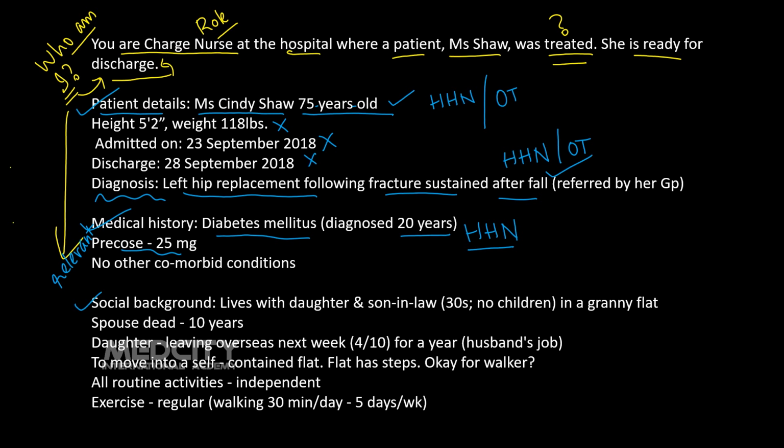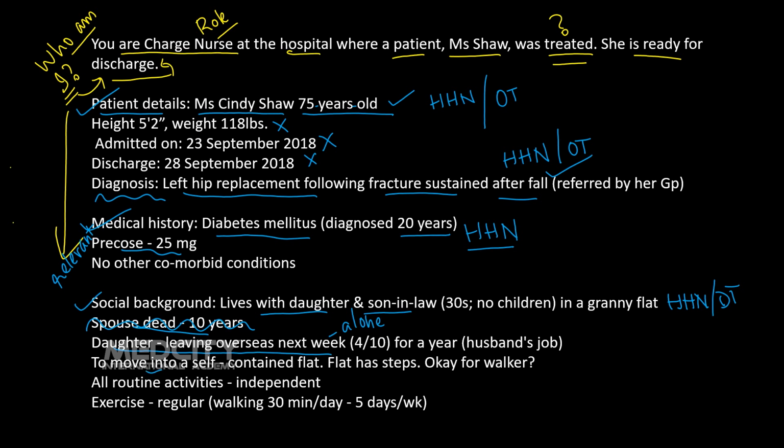Now let's look at the social background. Well, it says lives with daughter and son-in-law, spouse is dead for 10 years. Spouse is dead is something that is not required. We just know that the patient is going to live with the daughter. We also have to inform that the daughter is leaving overseas next week, because we know that the patient is going to be alone. So from this information we know the patient is going to be alone. So home health nurse, yes. Occupational therapist, yes, definitely.